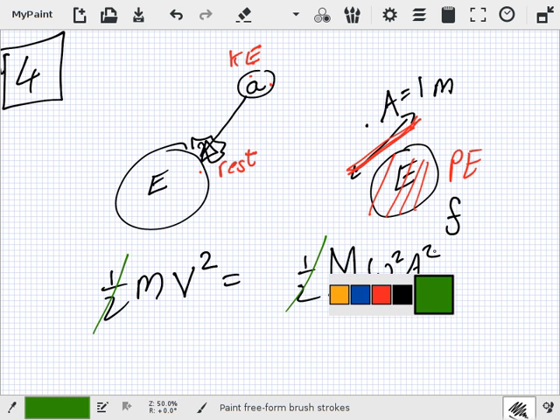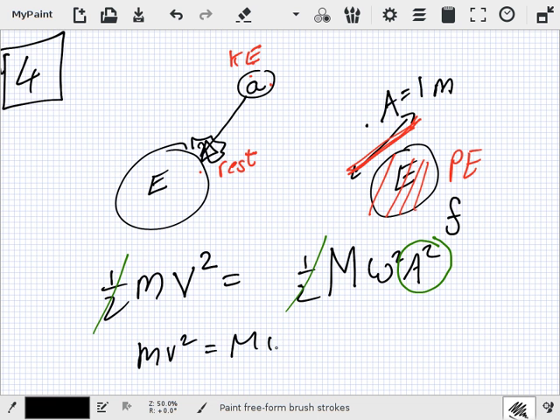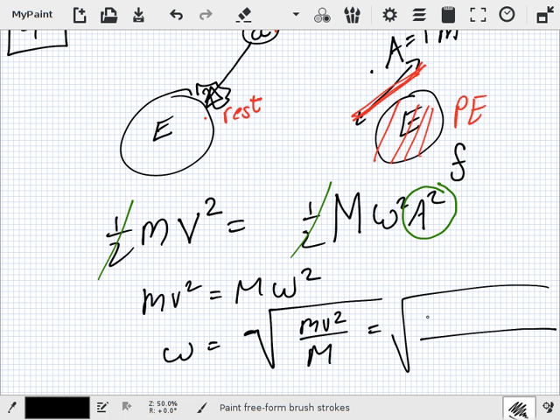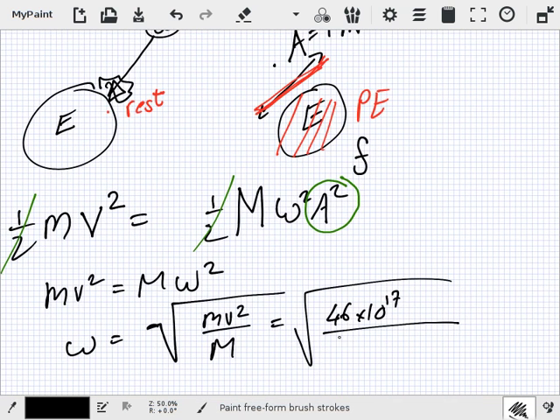What's the amplitude here? The amplitude is 1 meter. So now we have the formula m v squared equals m omega squared a squared. So omega is the square root of m v squared over M. What's the mass of the asteroid? 4.6 times 10 to the 17. And how fast is the asteroid going? 20 kilometers per second.